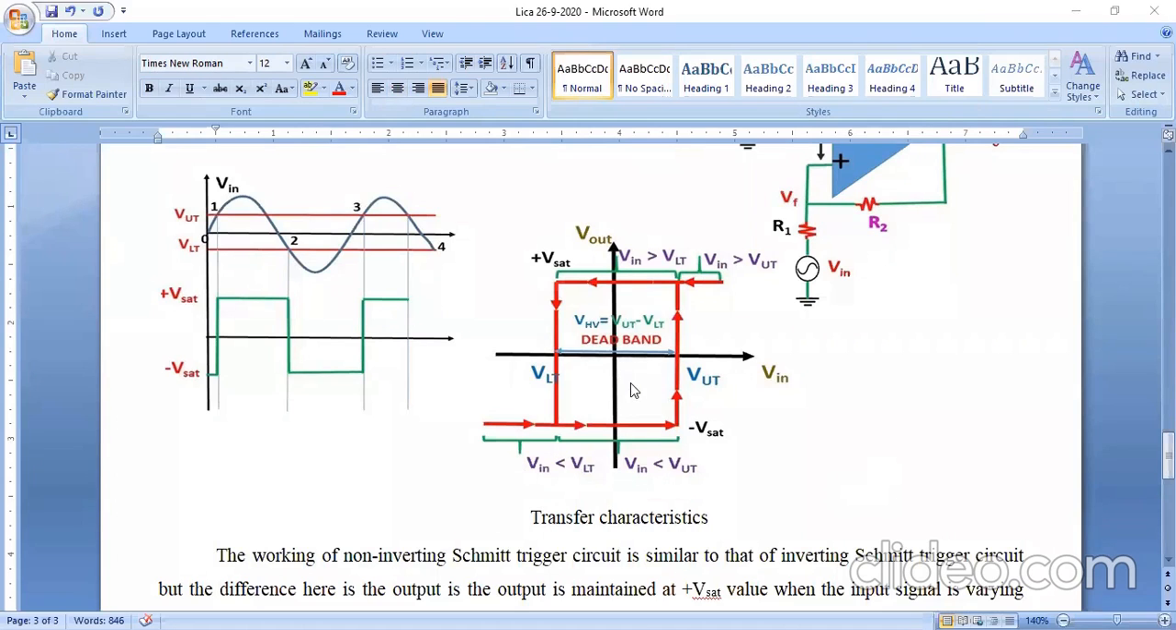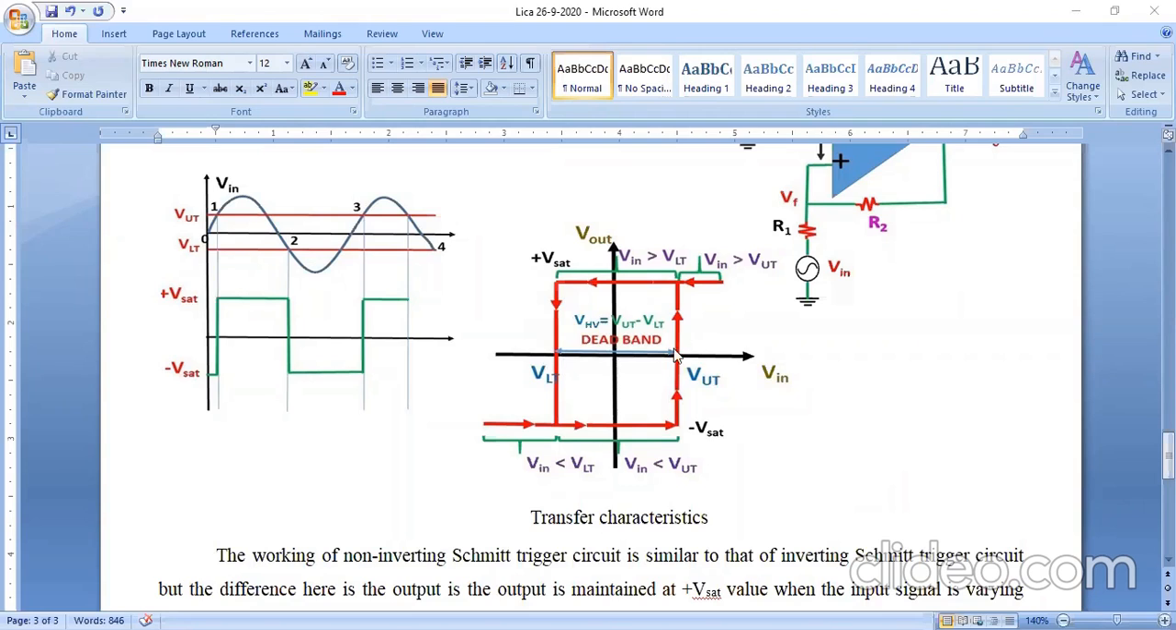So here the transfer characteristics are 180 degrees out of phase with respect to the inverting comparator. If the input voltage is varying from positive maximum to negative maximum, in between there is a lower threshold voltage and an upper threshold voltage. So here at this instant we have 0.